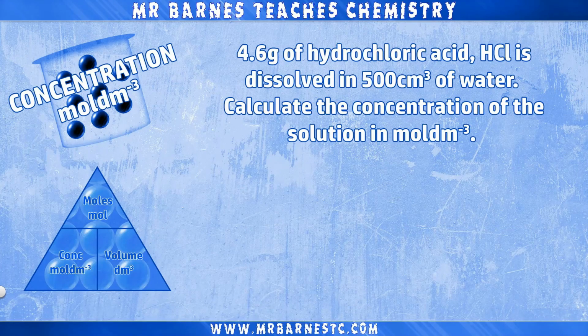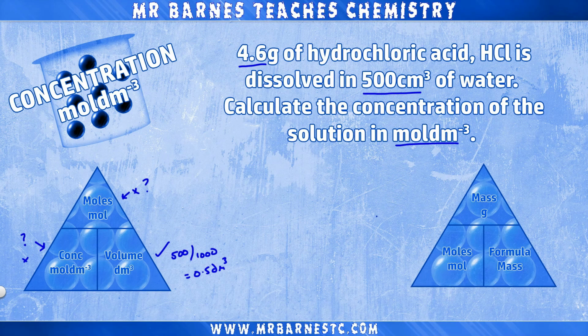Okay, last question on calculating the concentration in moles per decimeter cubed. Let's step the difficulty up again. This one says that 4.6 grams of hydrochloric acid, HCl, is dissolved in 500 centimeters cubed of water. Calculate the concentration in moles per decimeter cubed. So we want to know the concentration. We can easily work out the volume, which is 500 centimeters cubed divided by 1,000, which comes to 0.5 decimeters cubed. However, we haven't been given the moles in the question. How can we work that out?